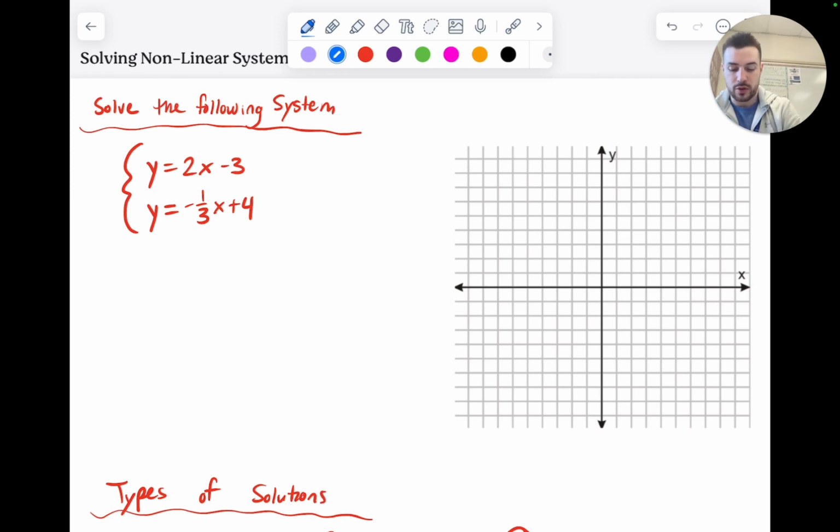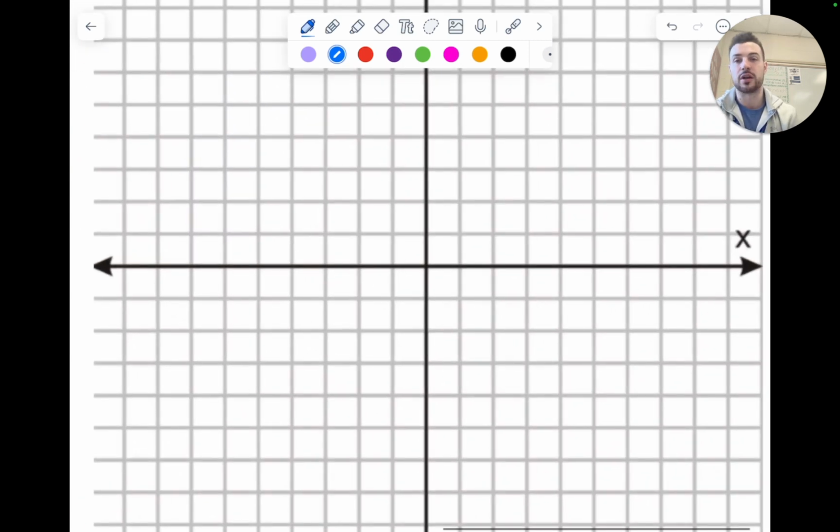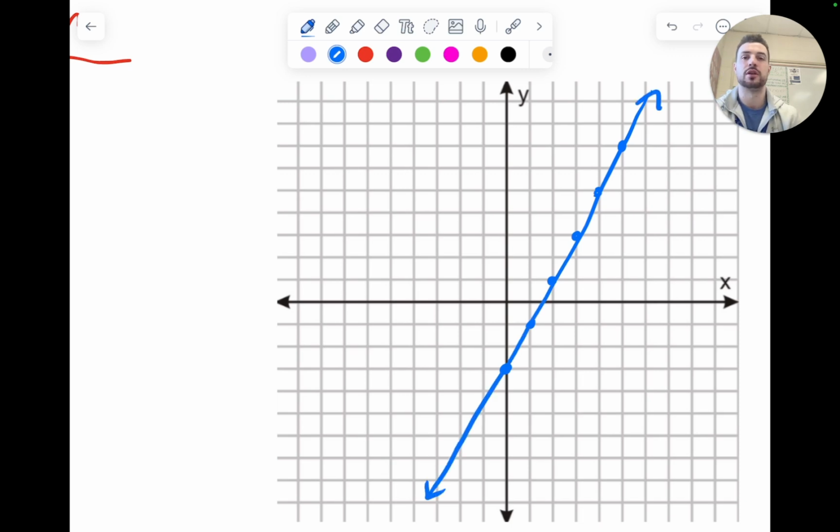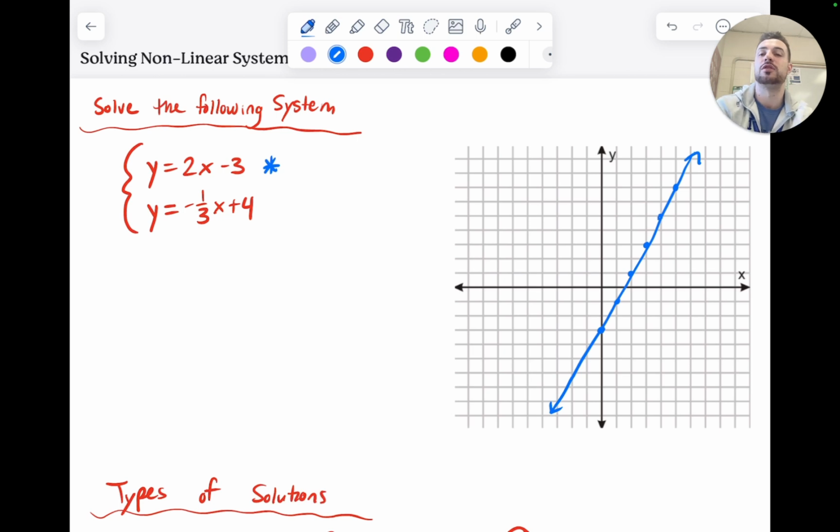I'm going to graph the first equation in blue. I'm starting off at that y-intercept of negative 3, and then I'm going to apply my slope of 2, so go up 2 and right 1. Then we're going to have a line that goes directly through those points. Those are the solutions of the first equation in our system.